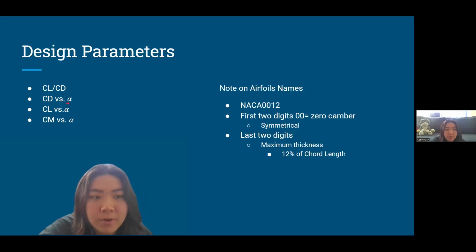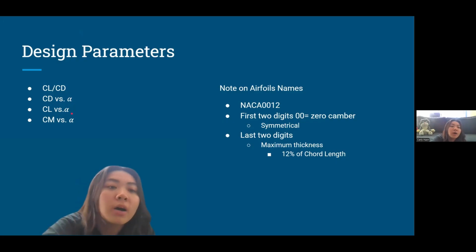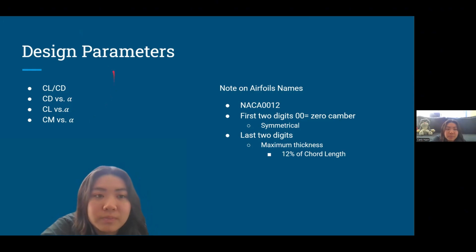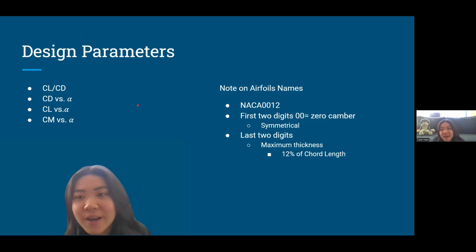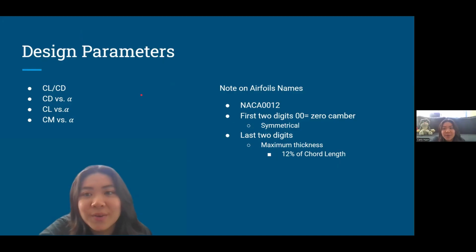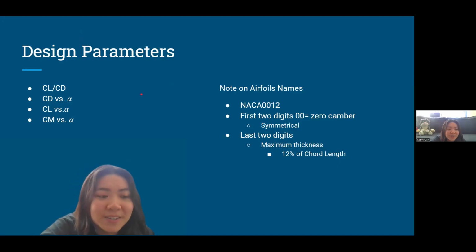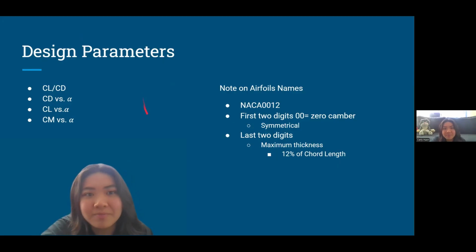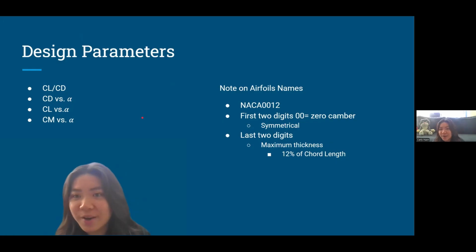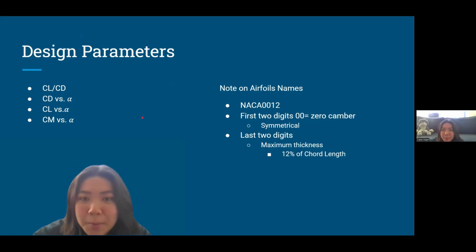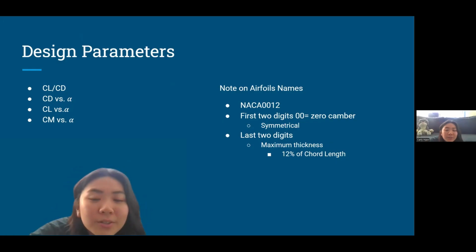And we're gonna talk about your coefficient of drag versus alpha, coefficient of lift versus alpha, and coefficient of moment versus your angle of attack. Before that, I feel like we kind of need to know how to look at airfoils. It's very simple. Whatever NACA means, I do not care. Throw some dude's name. But what you need to know is this.